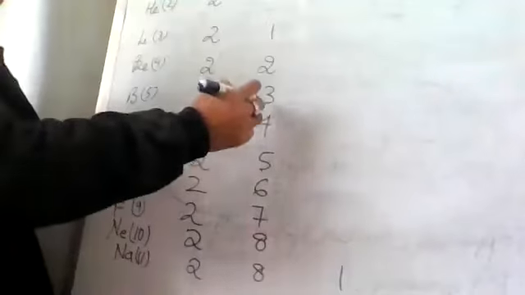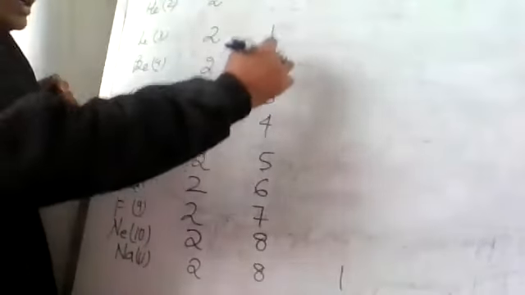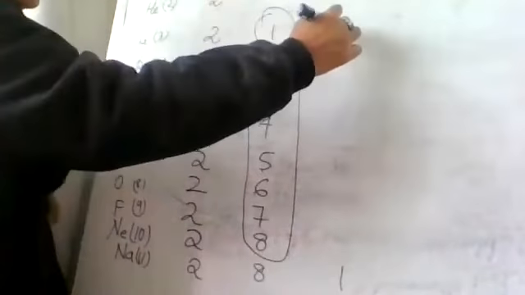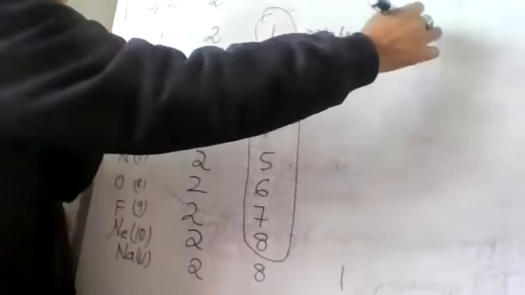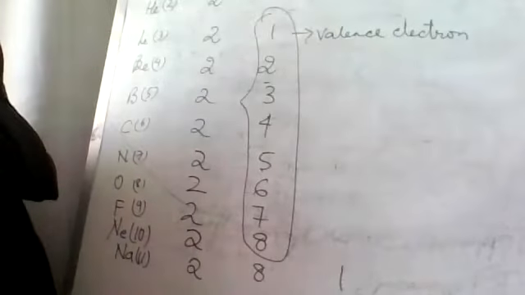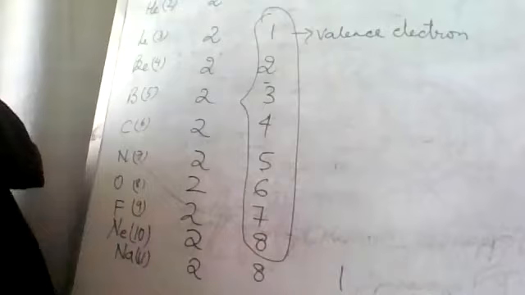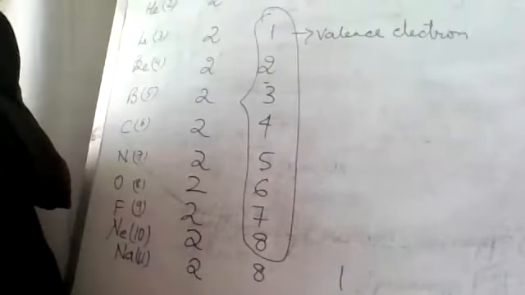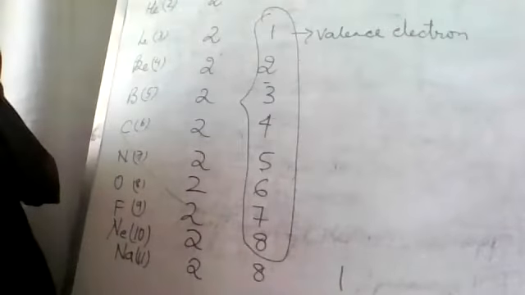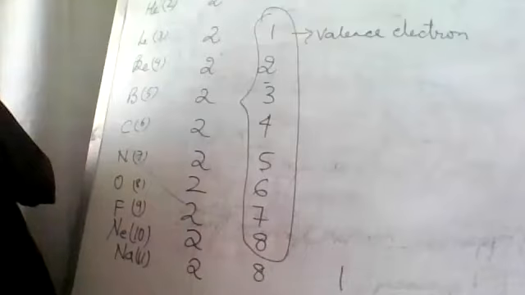Whatever is the number of electrons present in the last shell, ये जो पूरा है ये क्या कहलाएगा? They will be called valence electrons. What is valence electron? The electron present in the outermost shell of an atom of an element.